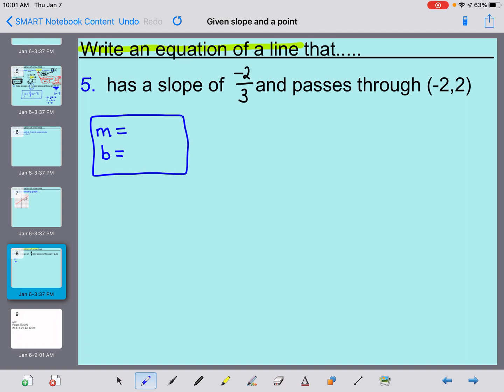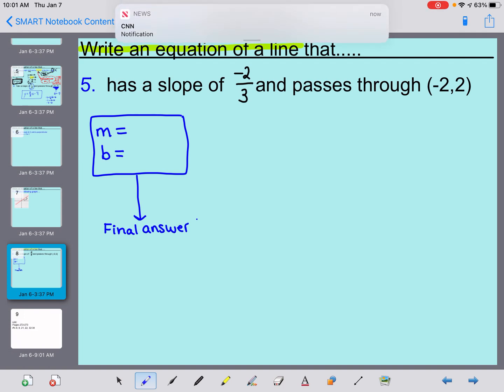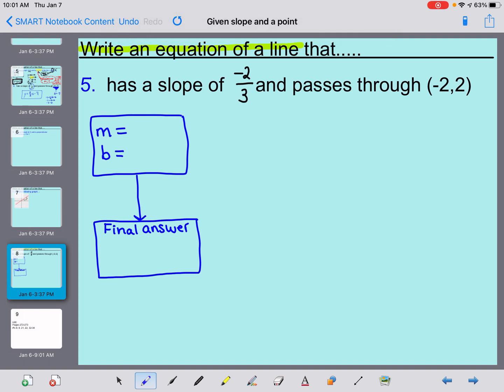I always recommend putting this little box off to the side so you remember that that's what you're looking for. And once you find those two things, you can write your final answer. Okay, so this is a good way to set up your work, especially if you're having trouble with organization. So read the question. Write the equation of a line that has a slope of negative 2/3 and passes through the point negative 2, 2. Right away, we know that the slope is negative 2/3. So I'm going to fill that into my little detective box.